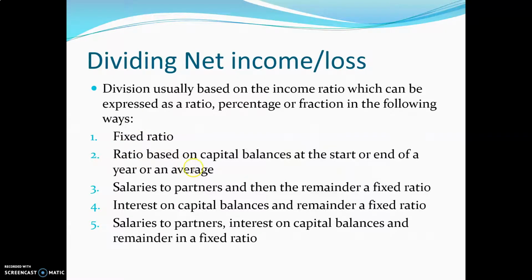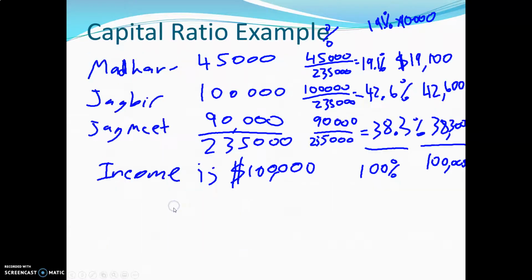2. The ratio could be based on capital balances at the start or end of a year, or an average of them. 3. Salaries to partners, and then the remainder as a fixed ratio. 4. Interest on capital balances, and the remainder as a fixed ratio. 5. Salaries to partners, interest on capital balances, and the remainder in a fixed ratio. Obviously, the 5th one is the most complicated as it has the most computations involved. So we're going to go through some examples.